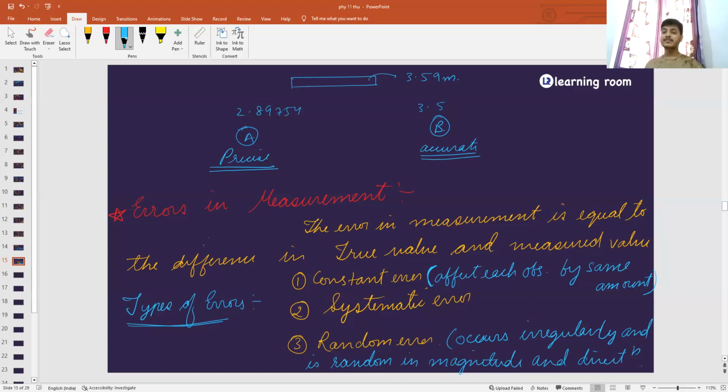Done till here, everyone? Sir, can you repeat the lines you wrote in blue for constant error? Constant error I've written after that: affects each observation by the same amount. In random error, I've written: occurs irregularly and is random in magnitude and direction.